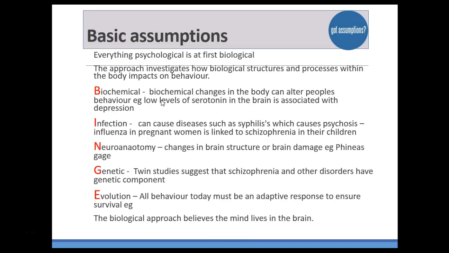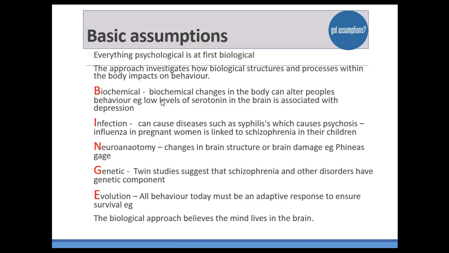What are the basic assumptions of the biological approach? Basically, everything psychological is at first, at some point, biological. The approach investigates biological structures and processes within the body and how that impacts on behaviour. It suggests that our behaviour is caused in several different ways. I use the mnemonic BINGE to help me remember.